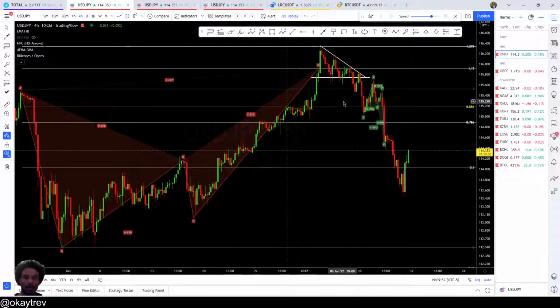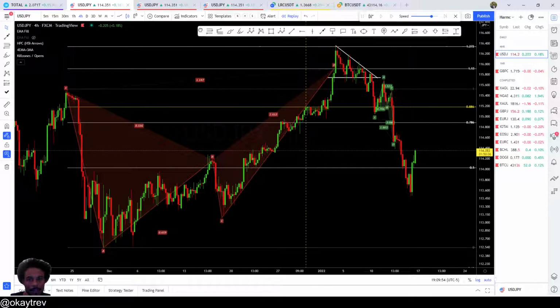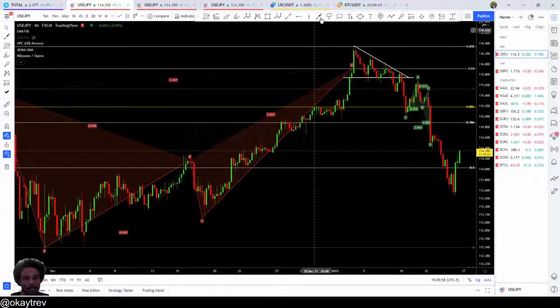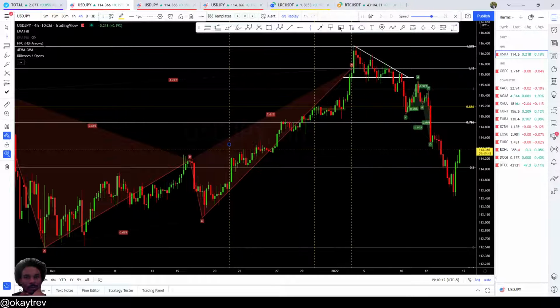We start from the top. Looking at UJ here. UJ, this is another 4-hour. This isn't identified, but I'll go ahead and mark it. Here's a 4-hour bat pattern. And this is how we identify our harmonic patterns. If I'm going to replay it, where's my replay tool?